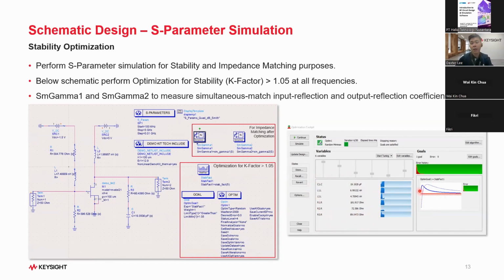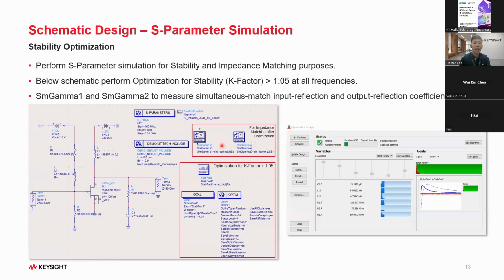You can see that eventually the solid line here, this is the final results, which is above my limit line. Okay. So you can see that ADS is able to do optimization for you as well. Okay, so now I'm done with creating the stability network. The next thing is I want to start doing impedance matching for both my input and also my output.